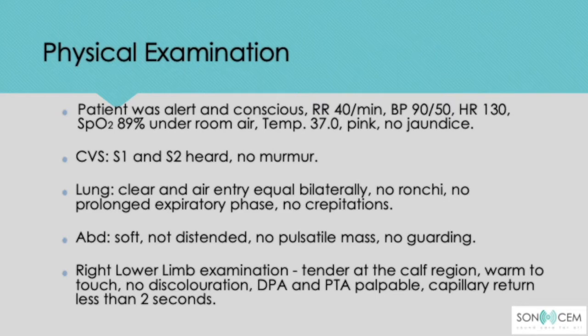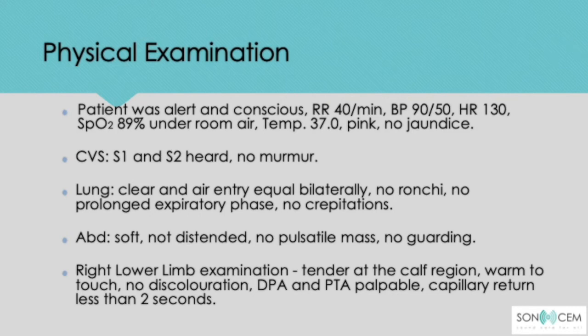Okay, the physical examination, patient was alert and conscious, respiratory rate 40 breaths per minute, the BP 90/50, heart rate is 130, tachycardia, SpO2 is only 89% under room air, temperature 37, pink, no jaundice, S1, S2 heart, no murmur, the lungs are clear and air entry equal bilaterally, no rhonchi, no prolonged expiratory phase, no crepitation. Abdomen soft, not distended, no pulsatile mass, no guarding.